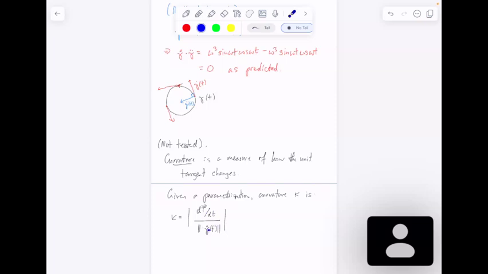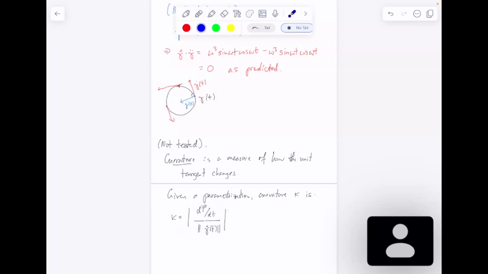And then you divide out by the speed, right? Because the speed is sort of one thing that is not intrinsic to the curve. Your speed depends on how you describe the curve, how you parameterize the curve. So you sort of just normalize this whole thing by dividing by the speed again.